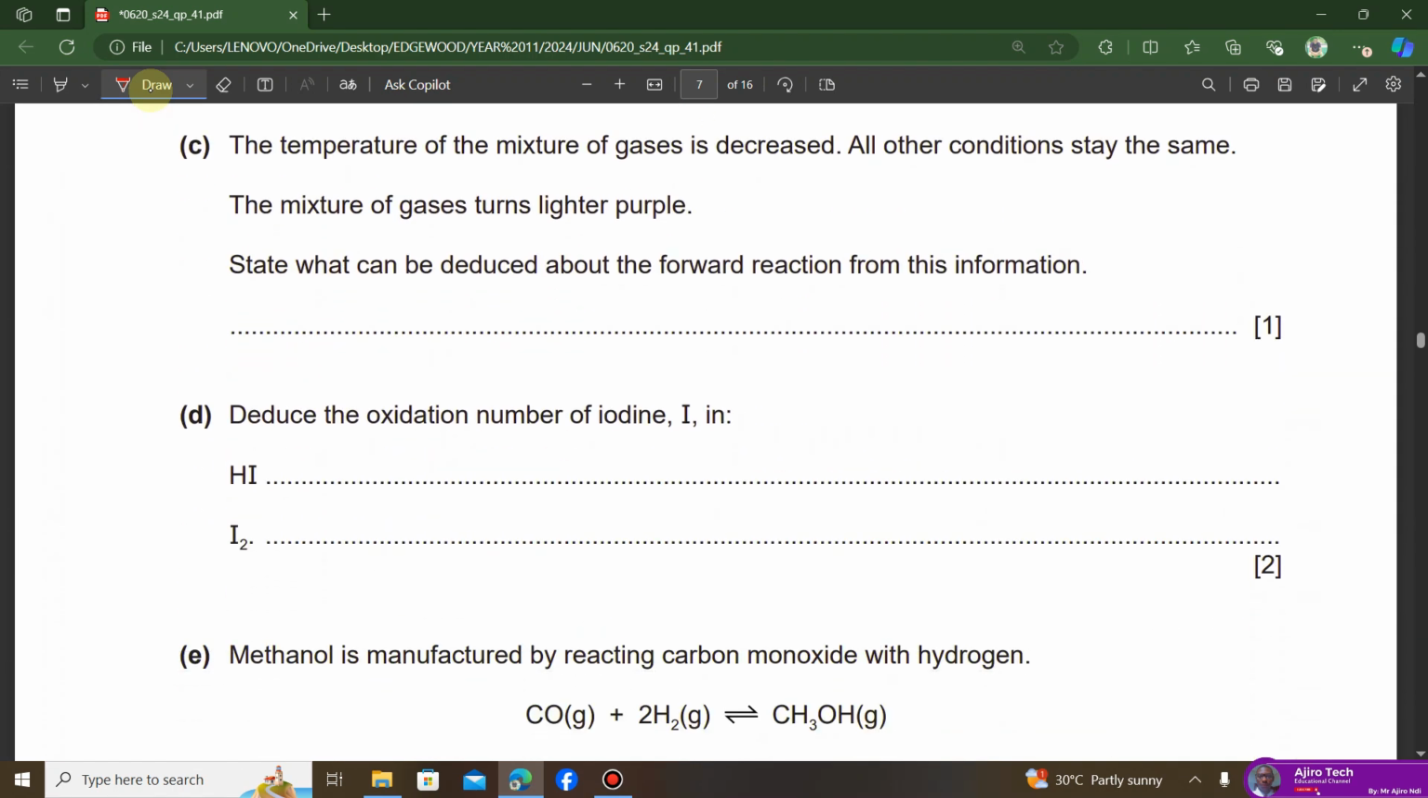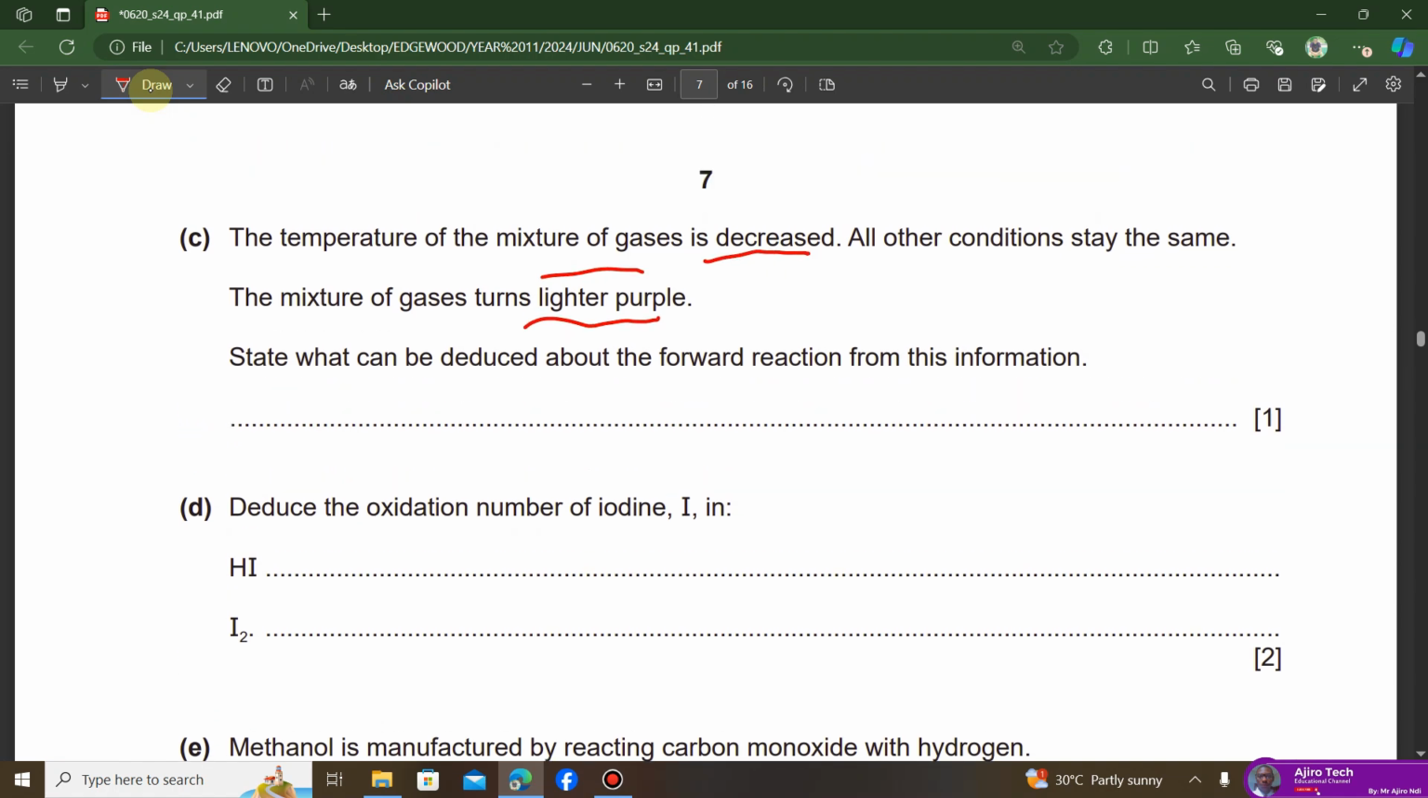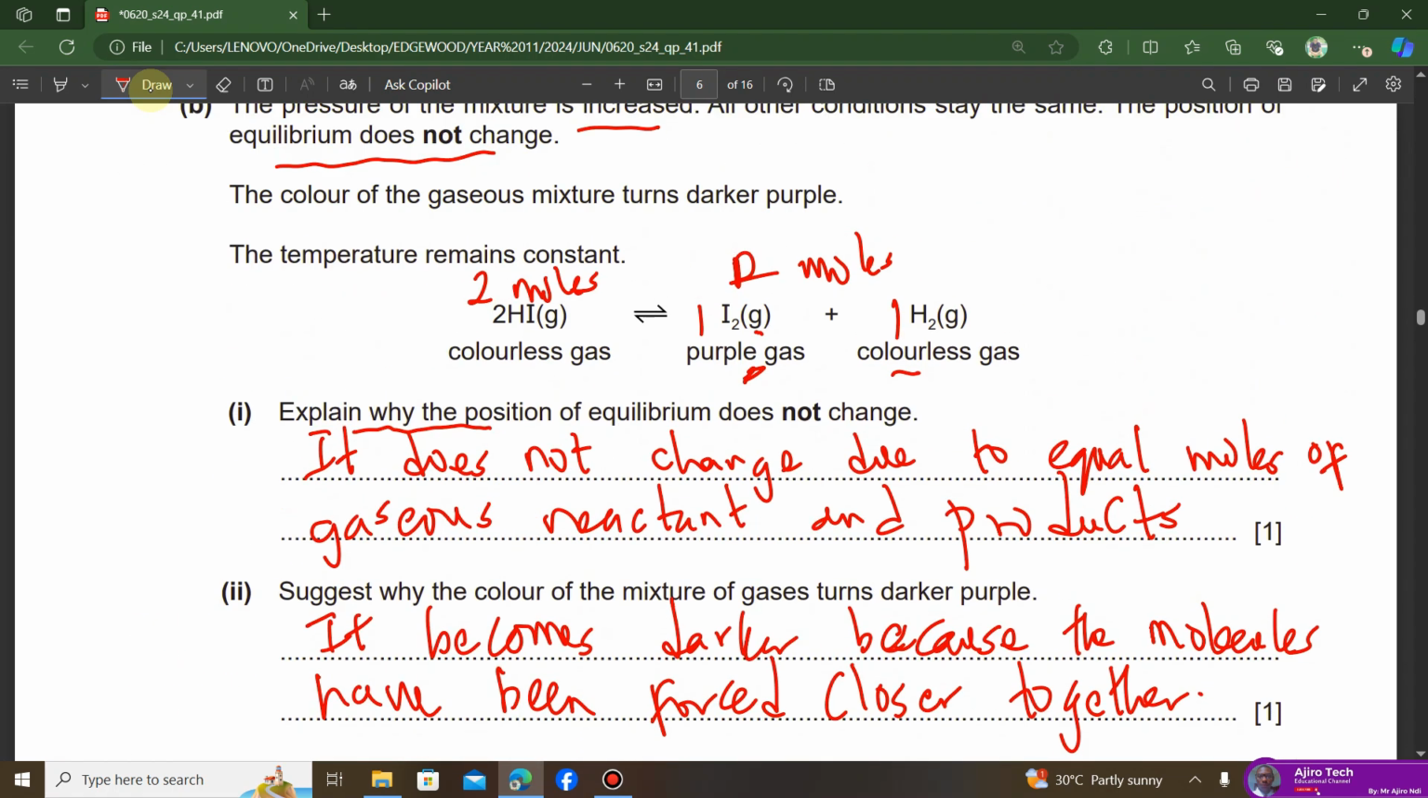All right, so let's go to the next one. The temperature of the mixture of gases is decreased. All other conditions stay the same. The mixture of gases turns lighter purple. State what can be deduced about the forward reaction from this information. Let's look at what has been done to the reaction again. The temperature has been decreased. All other conditions remain constant. When it was decreased, we observed that the color of the gas turns lighter purple. So turning lighter purple simply means equilibrium shifted to the left.